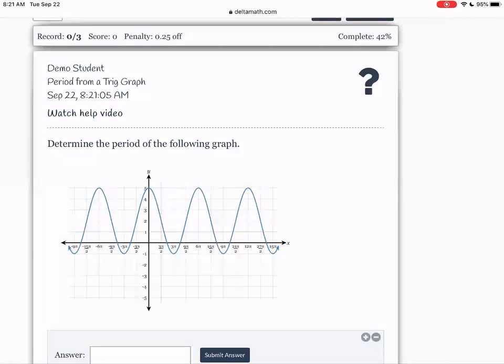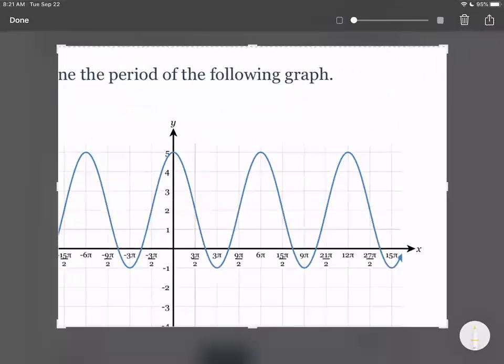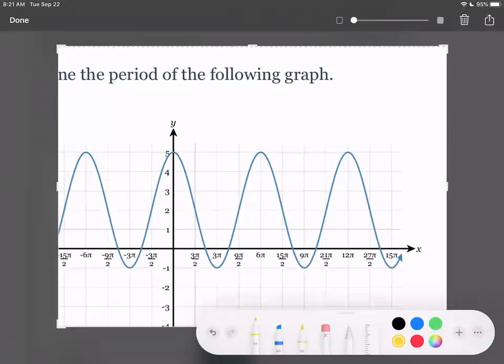All right, so we are now looking for a period from a trig graph. A period is the length or the amount of time before it repeats itself. So let me take a screenshot. Let's see, how long before this graph repeats itself? Let's do this one in green, just because.